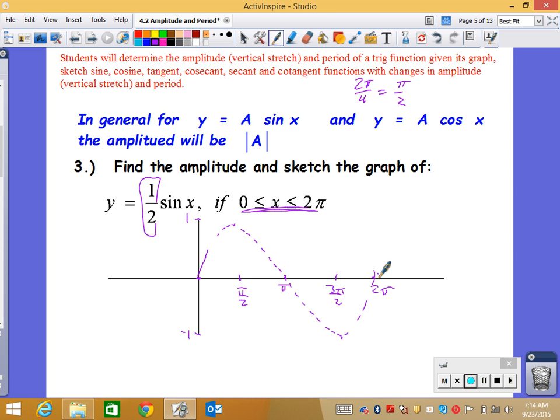So now when we multiply by 1/2, we multiply every y value by 1/2. Well, 0 times 1/2 is 0. 1 times 1/2, though, becomes 1/2. So you'll notice that it gets squished closer to the x-axis. 0 times 1/2 is 0. Negative 1 times 1/2 is negative 1/2. And then 0 again is 0. So that red curve now is 1/2 sine x.